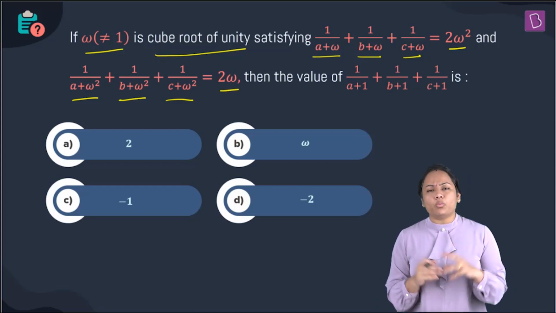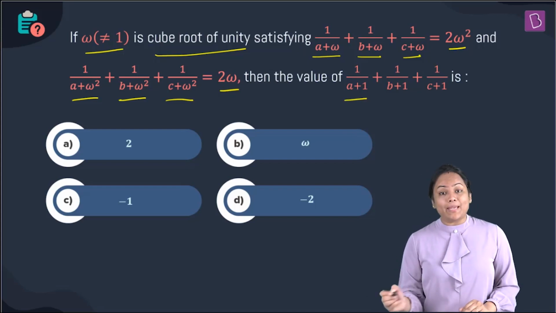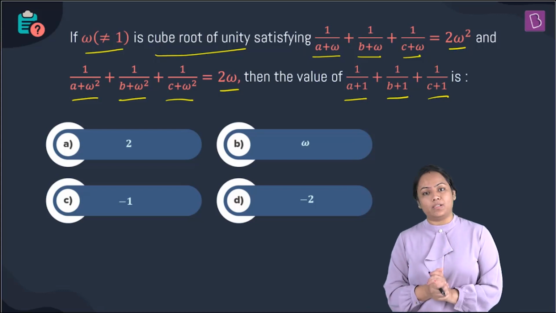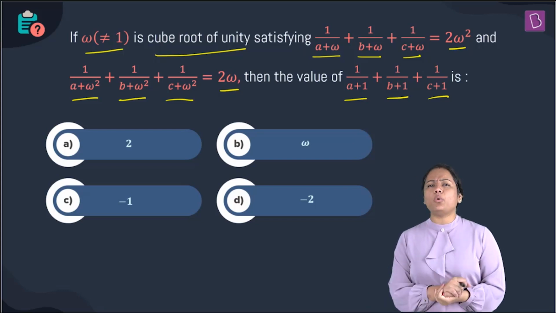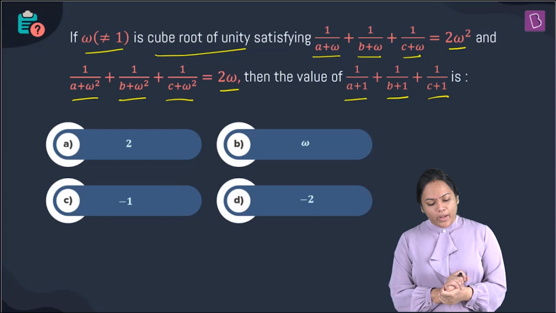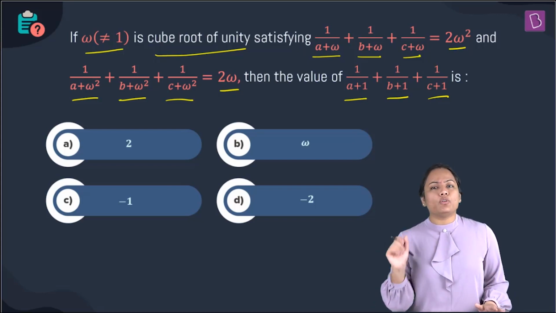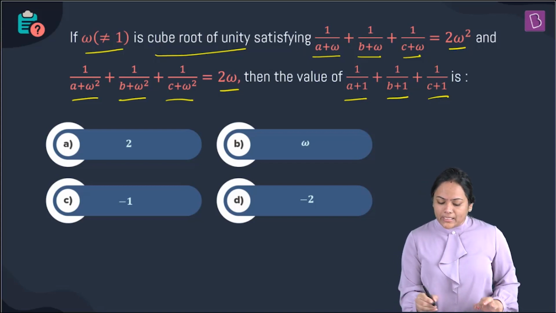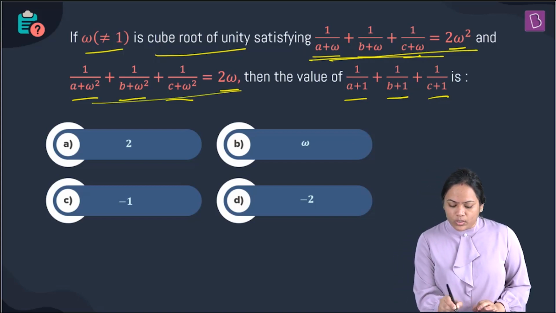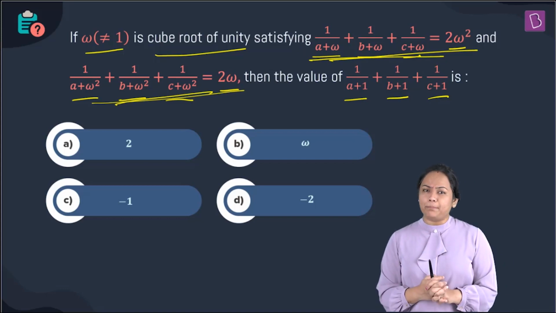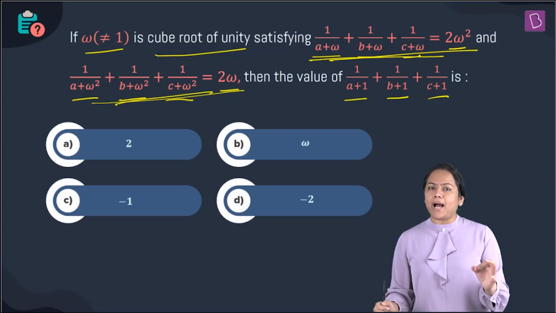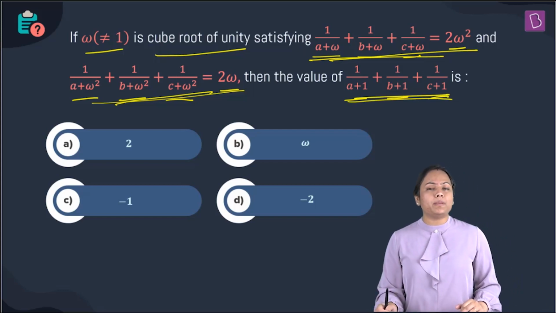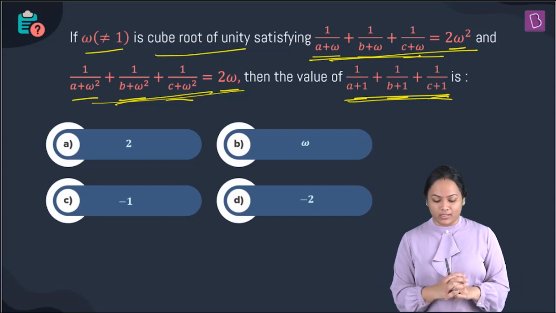Then they have asked what is the value of 1 by a plus 1 plus 1 by b plus 1 plus 1 by c plus 1. Okay, how am I going to solve this out? Well, I have no information about the values of a, b and c, right? So what we are going to do here is, by the two relations which they have given to us, let's try to find some pattern. If I can get some pattern, maybe I can get this value 1 by a plus 1 plus 1 by b plus 1 plus 1 by c plus 1.